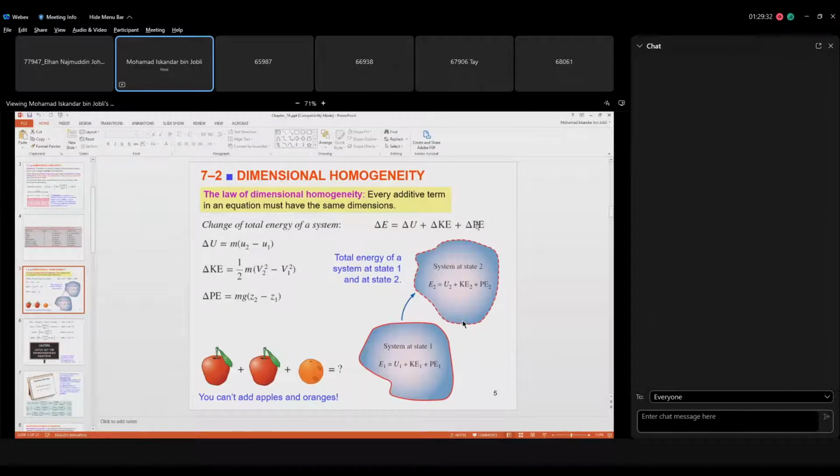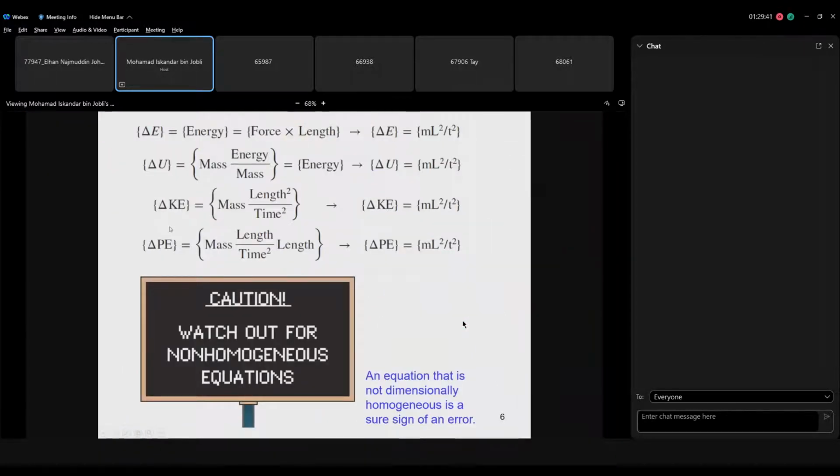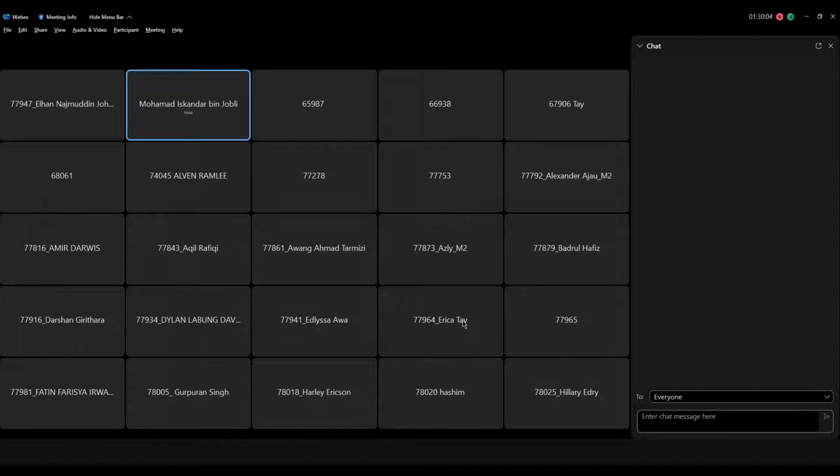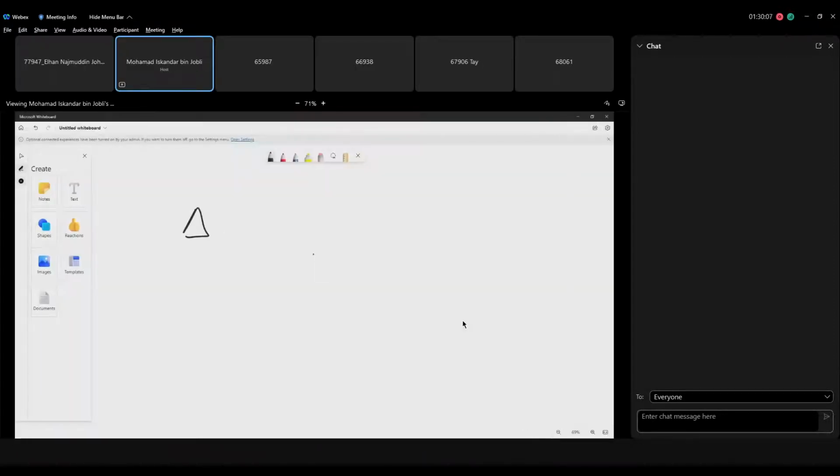Now, last but not least is for us to prove the potential energy is of the same dimension. Okay? Now, the potential energy is mg. Might as well just do this together again. The change of potential. Sorry, I'm sharing the wrong thing. All right, I'm going to share the whiteboard. The change of potential energy equals just potential energy. It can be as simple as that.